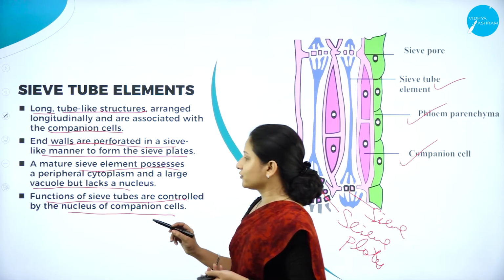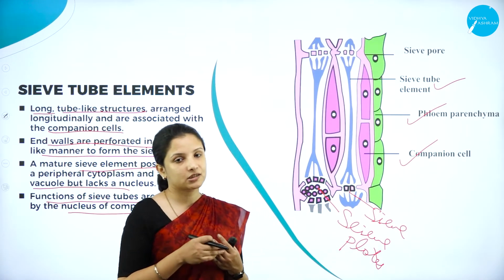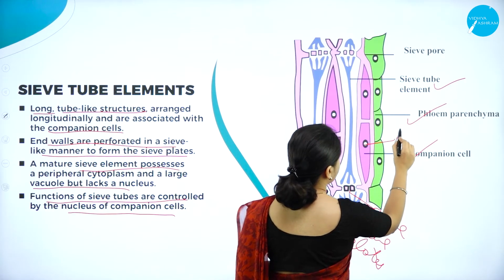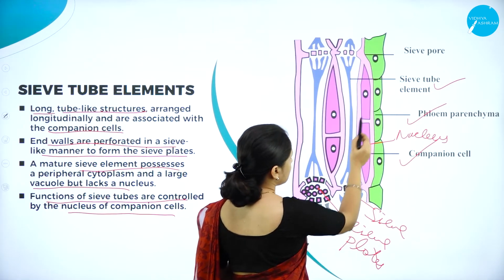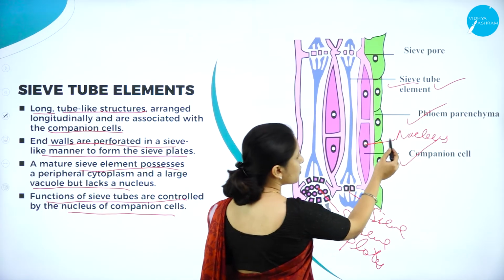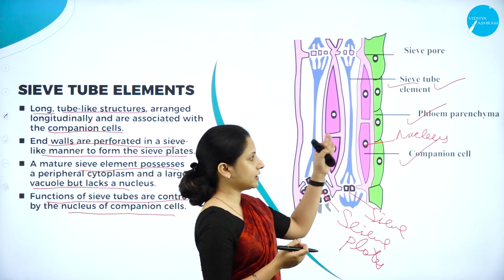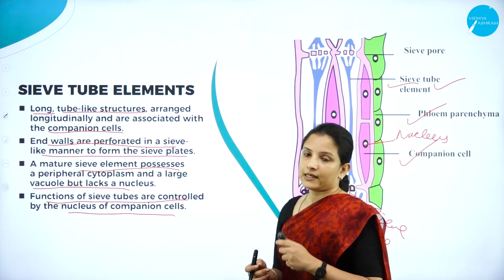That is why I told you the sieve tubes and the companion cells are always associated with each other. Why? Because the companion cells, as you can see, have a nucleus. So the main function of the sieve tube element is to control the functioning of the nucleus of the companion cells. So these are the characteristic features of the sieve tube elements.